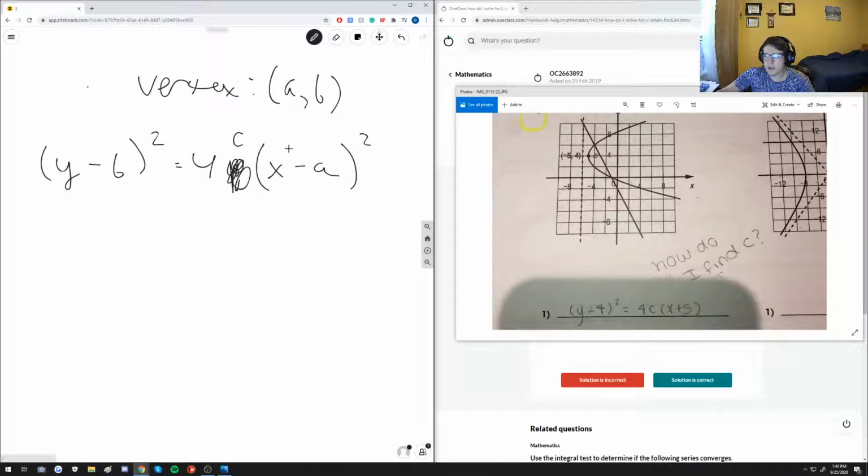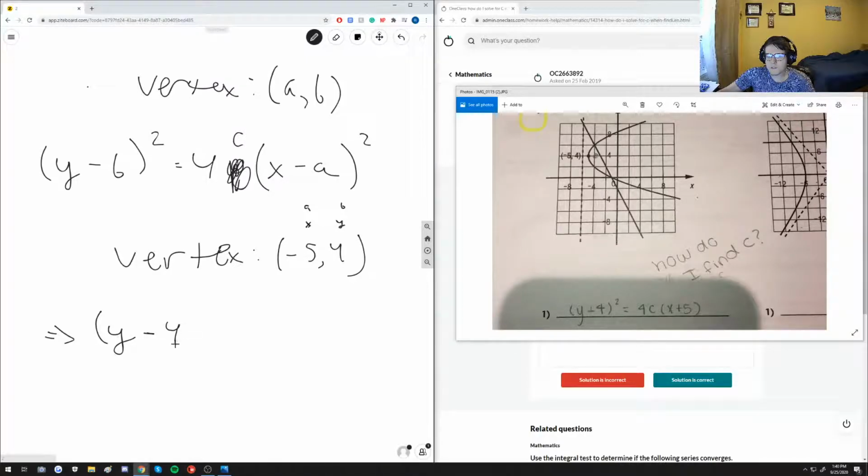And we want to find how to find this value of c. Well, first let's plug in the value of the vertex that is in this parabola. So the value of the vertex is minus 5 comma 4. Okay, so this being the x value, this being the y value. So we're going to plug them in respectively for being a and b as our vertex, and the standard form is going to look like this. So we're going to have y minus 4 squared is equal to 4c times x minus negative 5, which is x plus 5 squared.